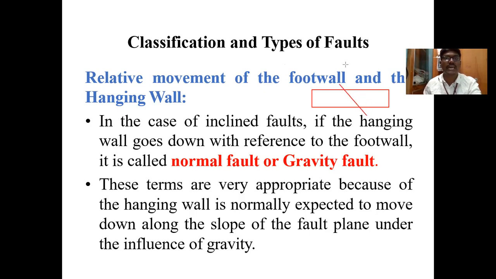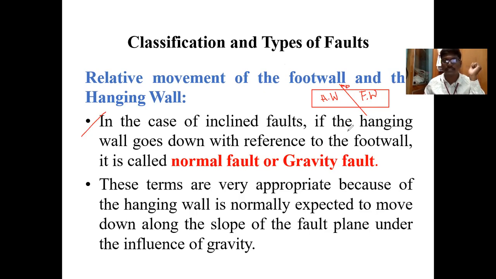So this is the inclined fault plane. Whenever I draw this inclined fault plane, remember, whatever is on the upper side will be my foot wall, and whatever is on the downward side will be my hanging wall. Right. So now with respect to the relative movement of the foot wall and hanging wall, in the case of an inclined fault, yes, this is an inclined fault plane.